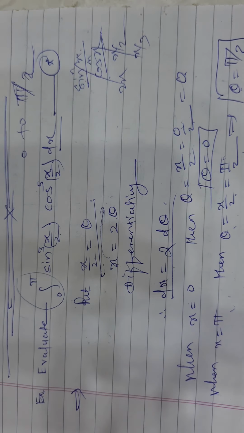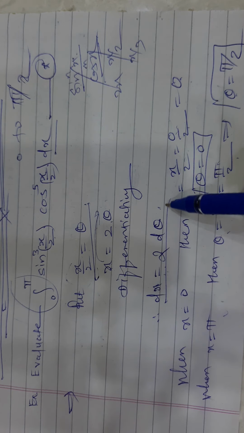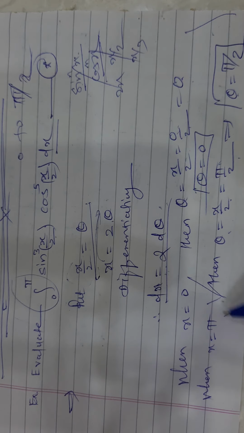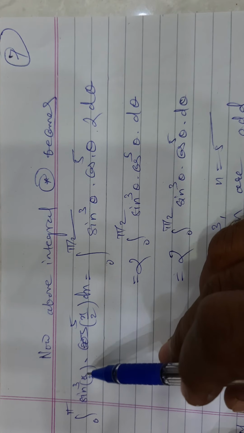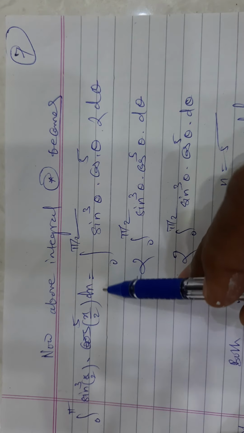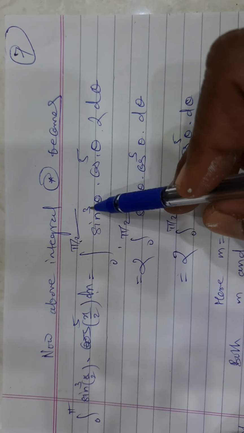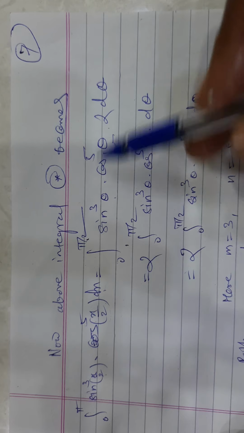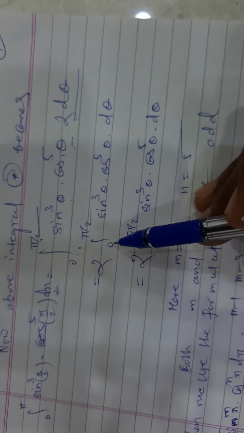Now, in the given integral, we substituted theta in place of x/2, and by differentiating we got dx equal to 2 d theta. The limits changed from 0 to pi to 0 to pi/2. Now the above integral becomes the integral from 0 to pi/2 of sin cube theta, cos raised to 5 theta, and dx becomes 2 d theta.